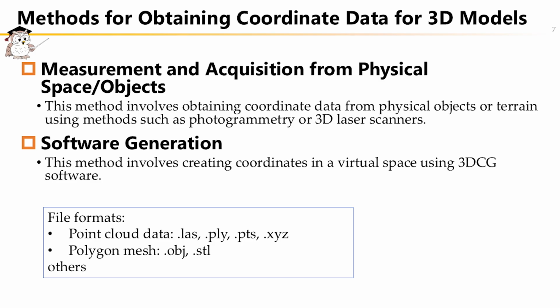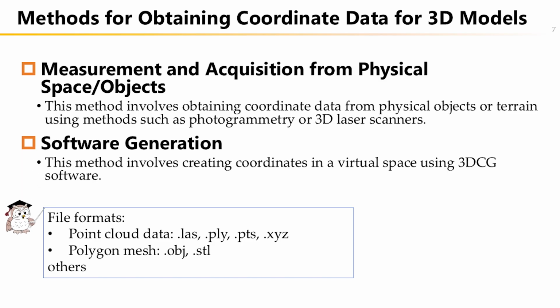Methods for obtaining coordinate data for 3D models. There are two main methods for obtaining the coordinate data: vertices, edges, and faces, that make up a 3D model. Measurement and acquisition from physical space, objects. This method involves obtaining coordinate data from physical objects or terrain using methods such as photogrammetry or 3D laser scanners. Software generation. This method involves creating coordinates in a virtual space using 3D CG software.